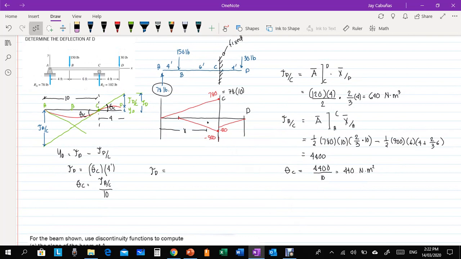Theta D is equal to theta C times 4. That's the division of this height here. That is theta C times the 4, the same as with the grade diagram or the same as with the parabolic curve that we did last time. That is theta D or deflection at D is equal to 440 times 4. So therefore, the shortcut, YD is equal to 440 times 4 minus the deflection of D from C, that is 640 Newton meter. Minus 640 is equal to what?